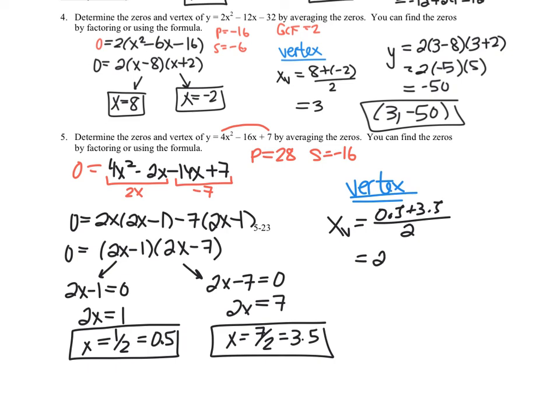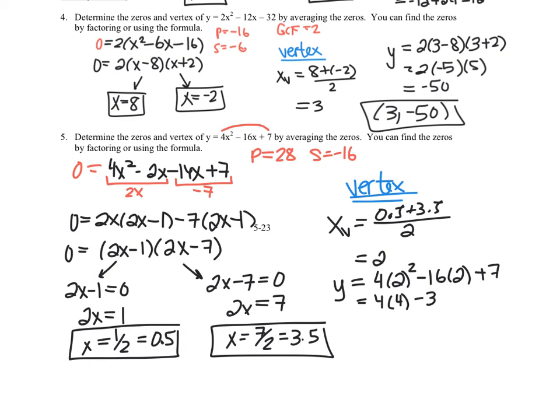And now we replace x with this 2 value in either the standard or the factored form. I think I'm going to go to the standard one. So 4 times, instead of x squared, I put 2 squared. Minus 16x, so 16 times 2, and then plus 7. Simplify this a little bit. 2 squared is 4. Please, please, please do exponents first. Don't do 4 times 2 and then raise it to the power of 2. It will be wrong.